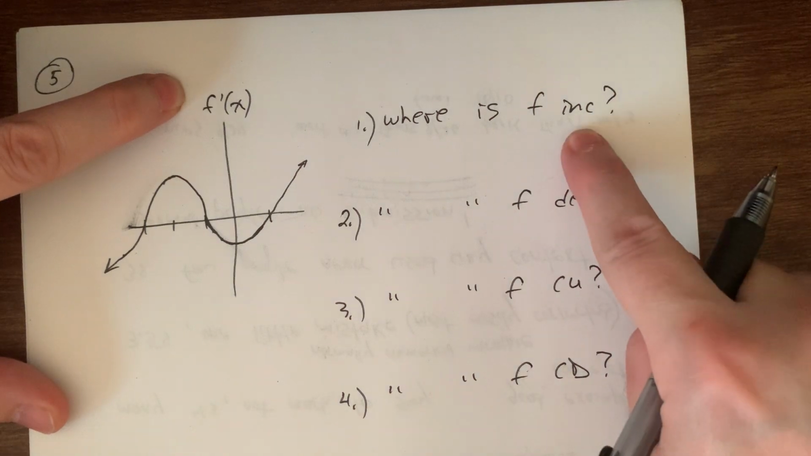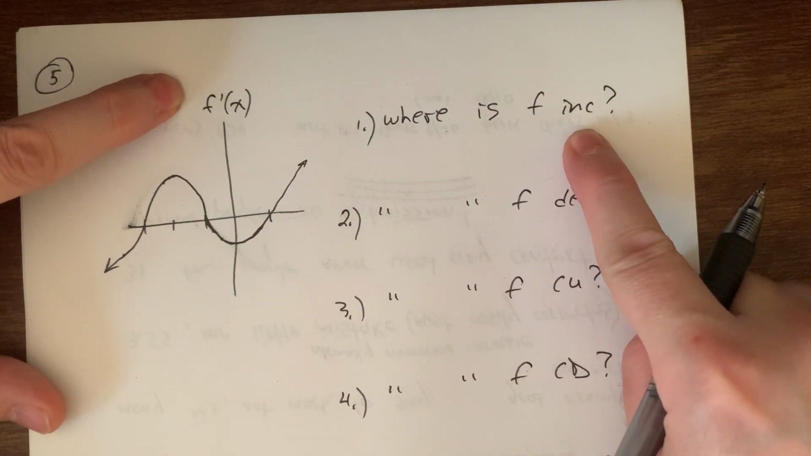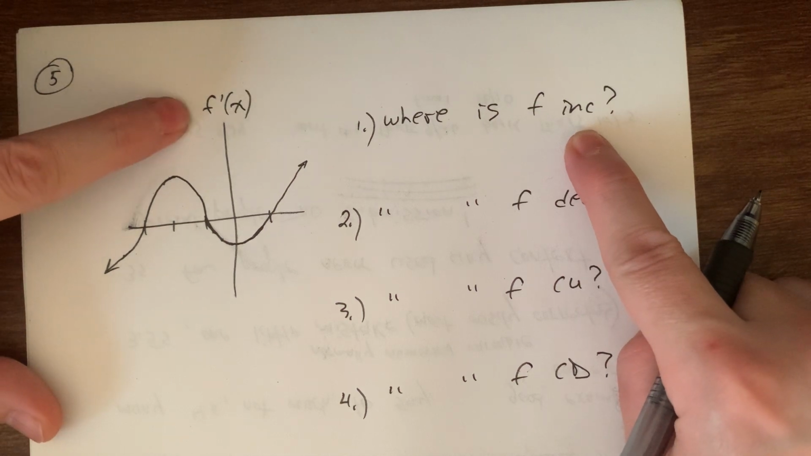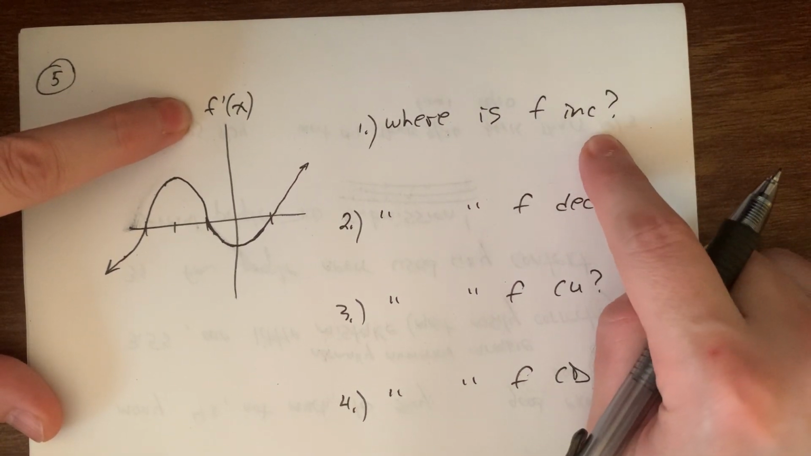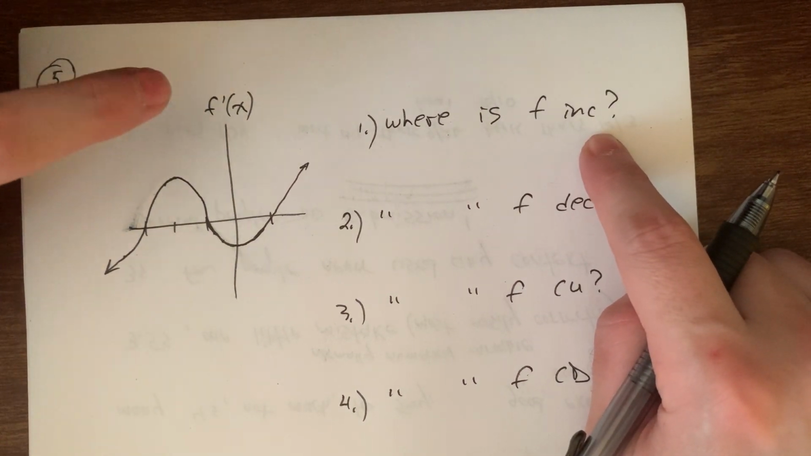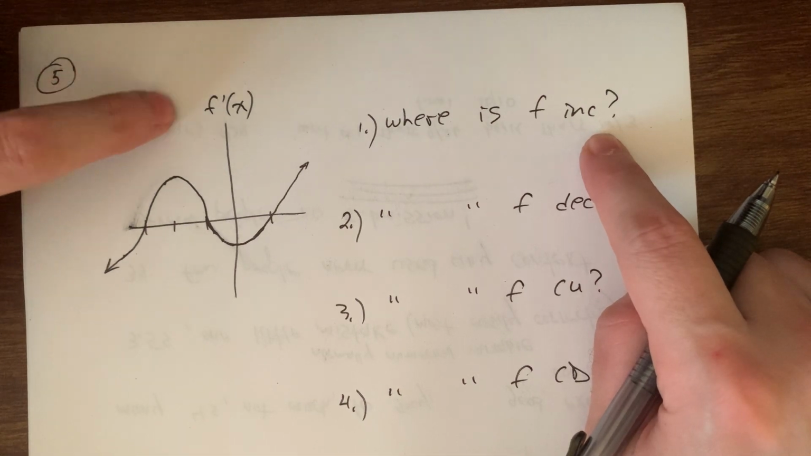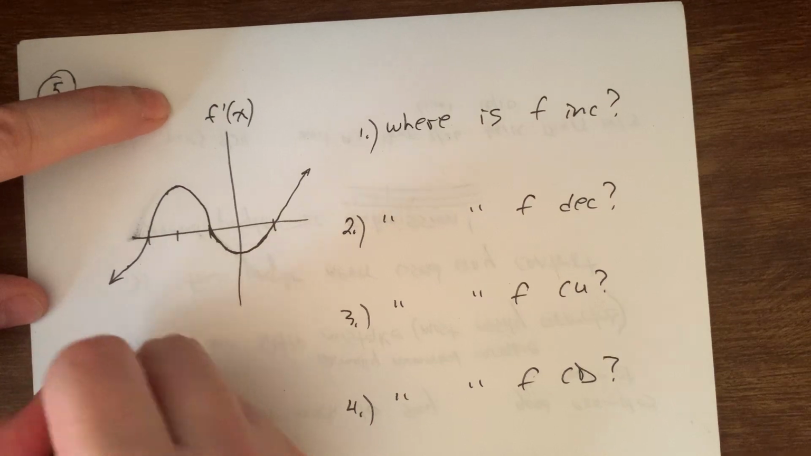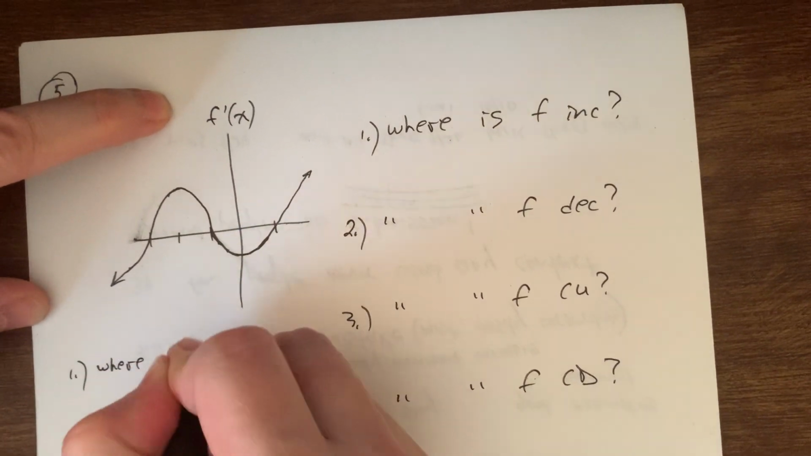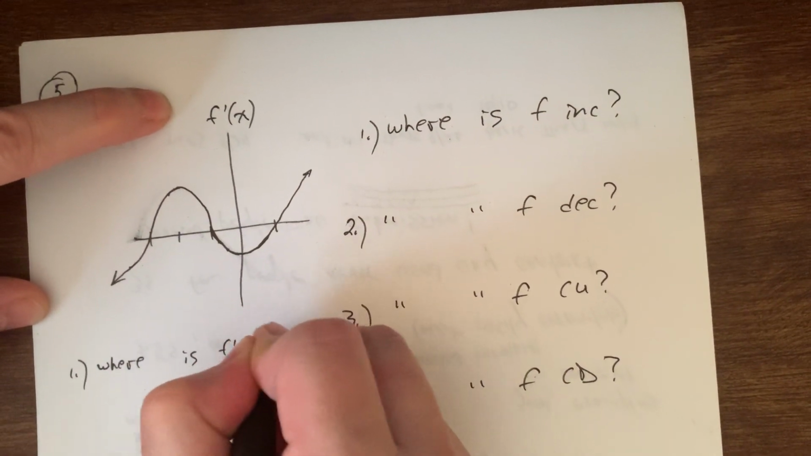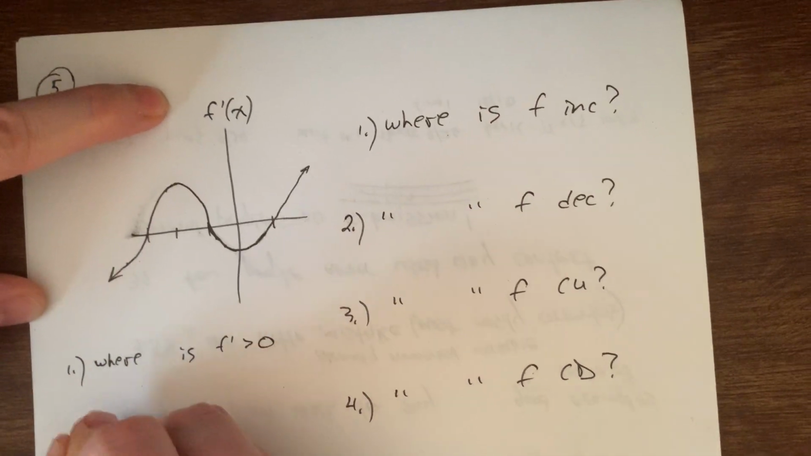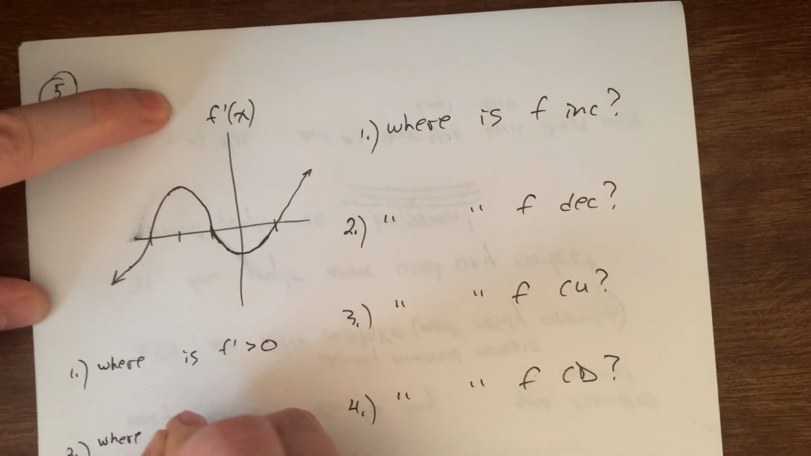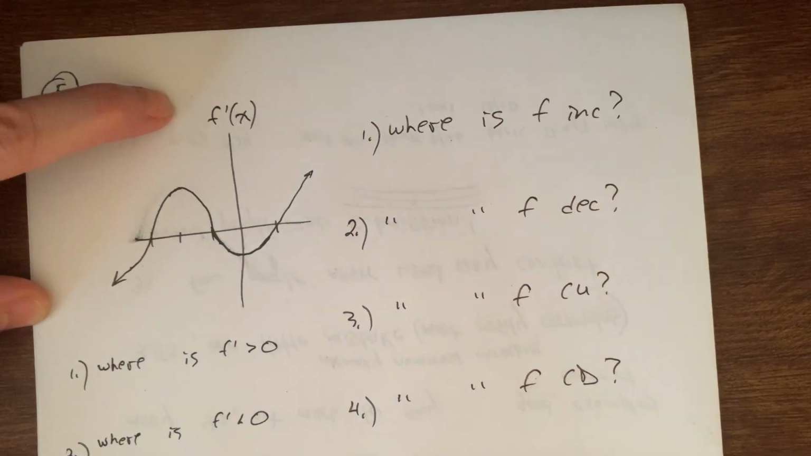So where is f increasing? Again, we have to retranslate the problem. Knowing about f prime, but being asked about f, we're going to answer this by knowing where this is positive and where this is negative. So we're retranslating number 1 into where is f prime greater than 0? And number 2, where is f prime less than 0?